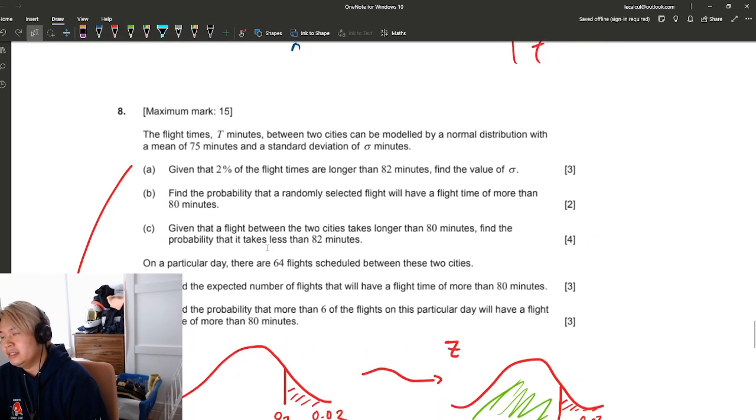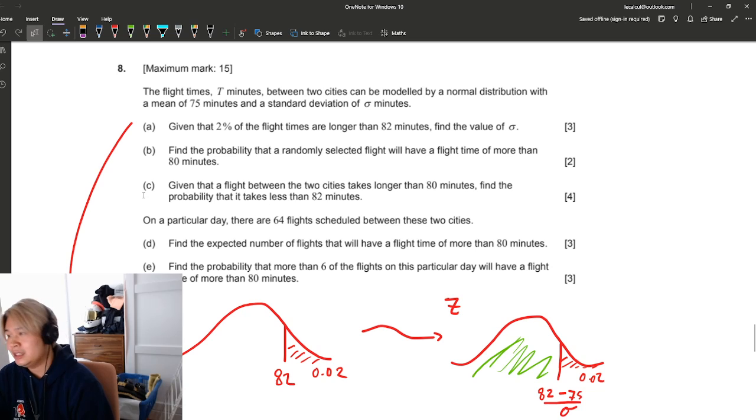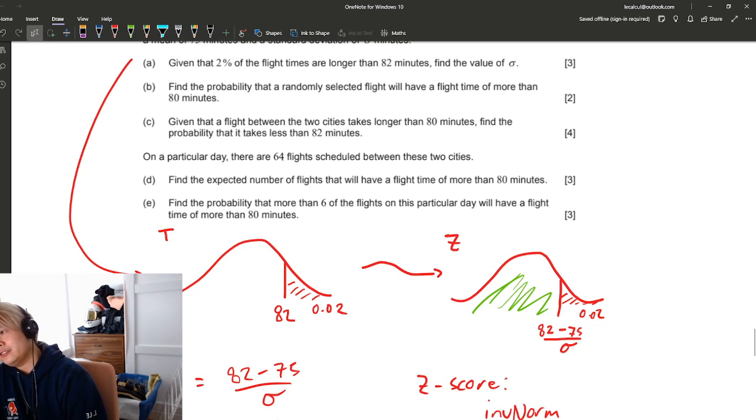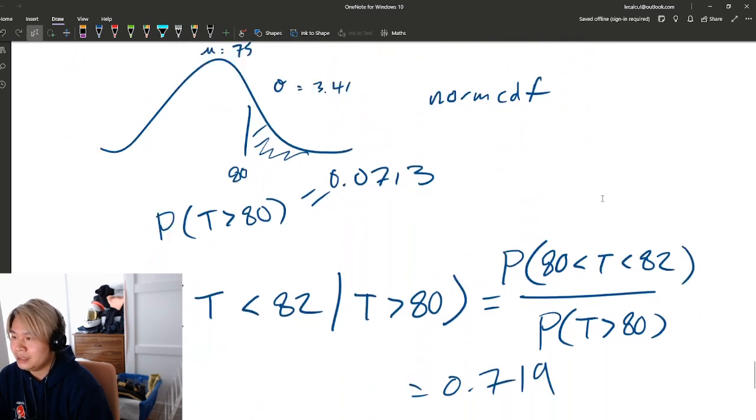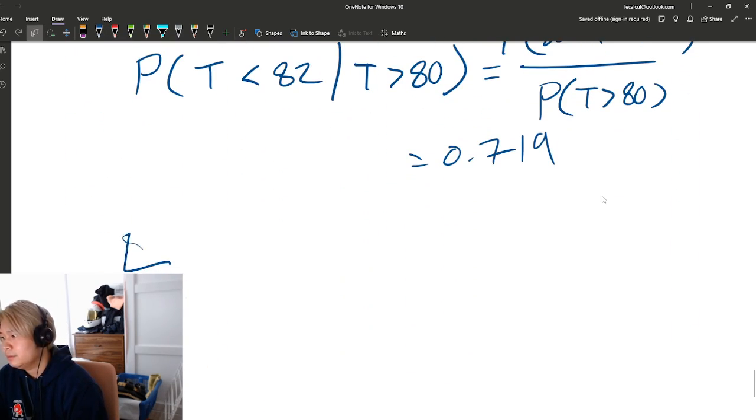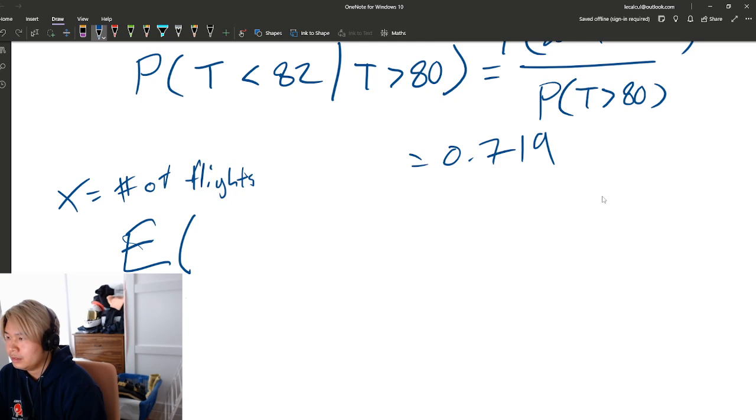And then I guarantee you, I haven't even read this part, but it's going to turn into a binomial distribution. On a particular day, now there's 64 flights. So now if you have multiple trials, multiple flights, it's a binomial distribution. Find the expected number of flights that have a flight time of 80 minutes or more. So we want to find the expected value, we can say X, which is the number of flights that take longer than 80 minutes. Expected value of X, this is n times p.